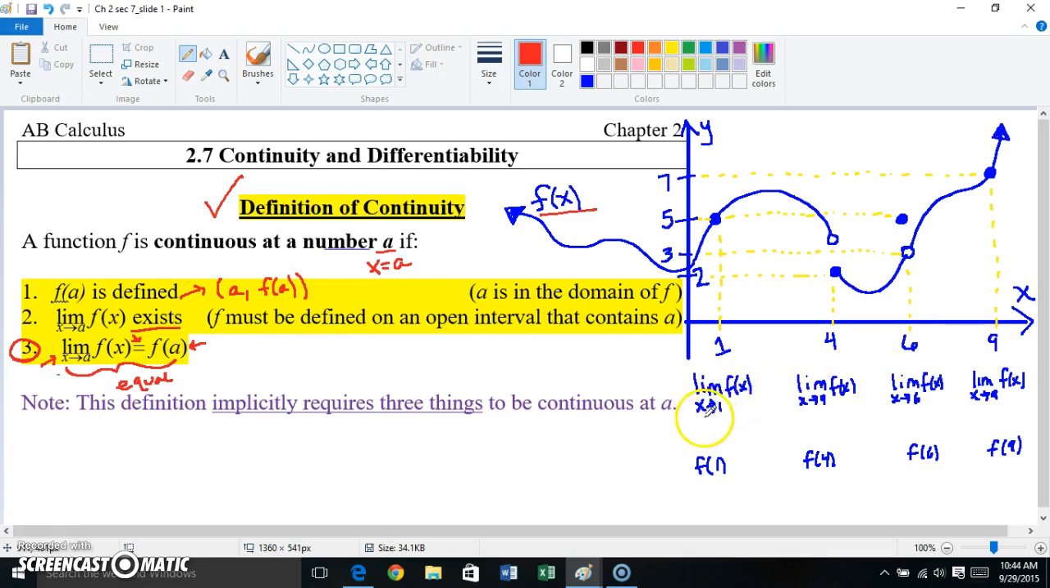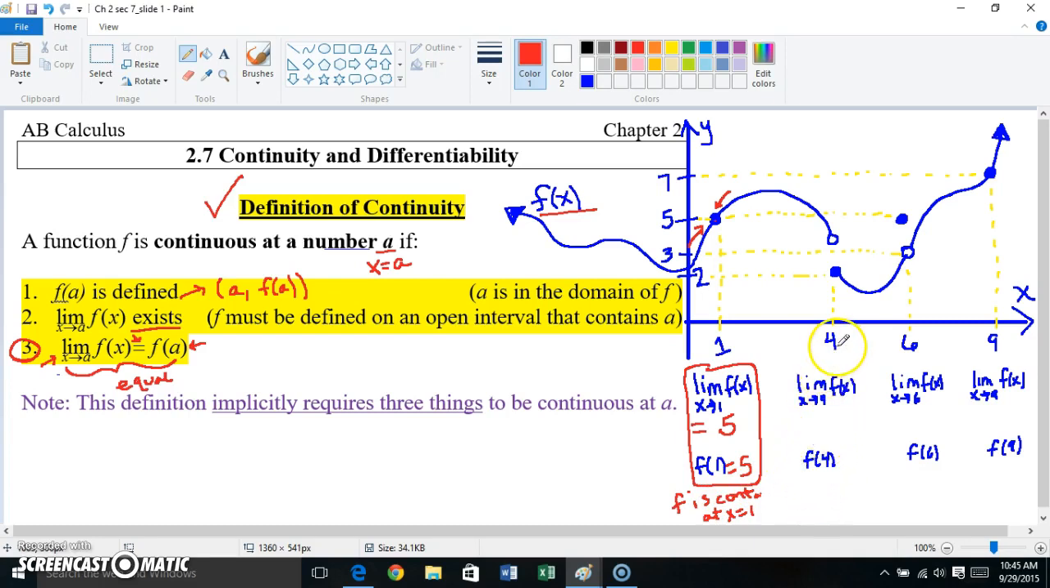So let's take a look at the limit of f of x as x approaches 1. The limit from the left and the limit from the right are both 5, so the limit exists. Let's look at the y value of the function. Okay, f of 1 is equal to 5. Okay, these two things are equal, and so we will say f is continuous at x equals 1. All right, I'm going to abbreviate just because we're kind of short on room.